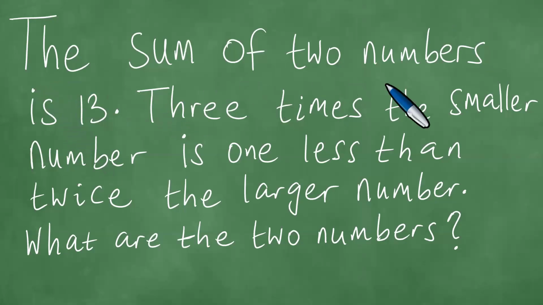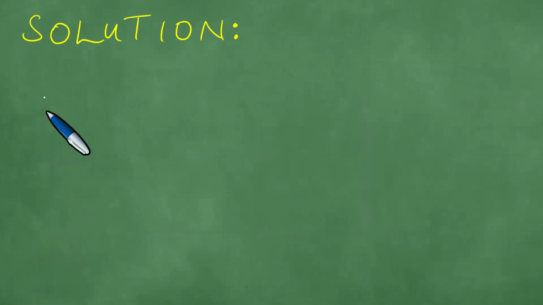Right, we have here this particular word problem, and it reads as follows. The sum of two numbers is 13. 3 times the smaller number is 1 less than twice the larger number. What are the two numbers? We present this particular problem in a step-by-step fashion as follows. Right, we proceed to solve this word problem here and we present a solution.